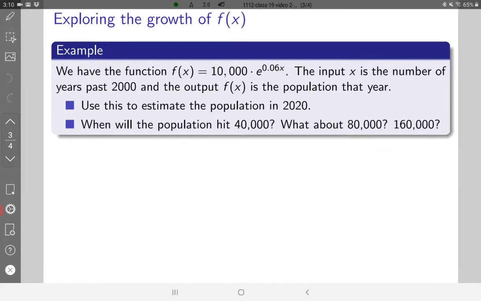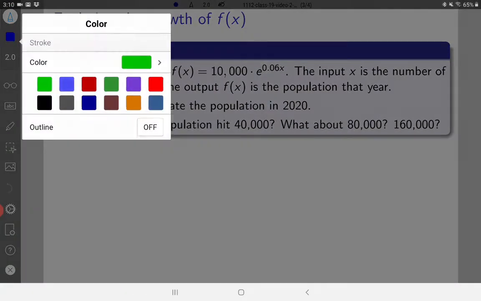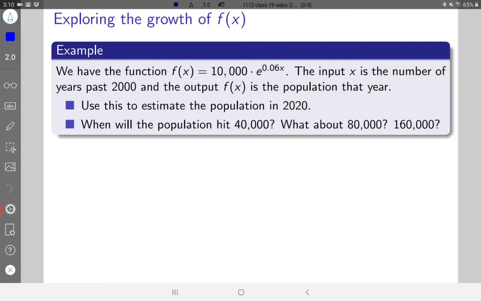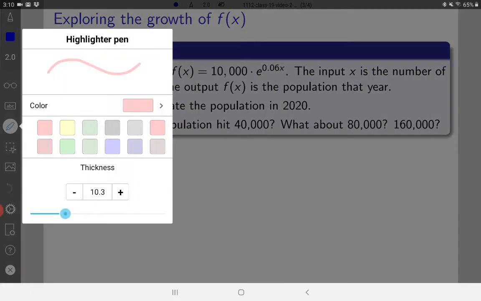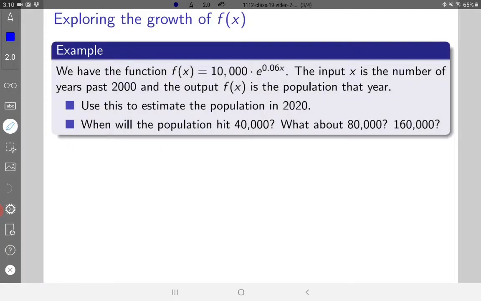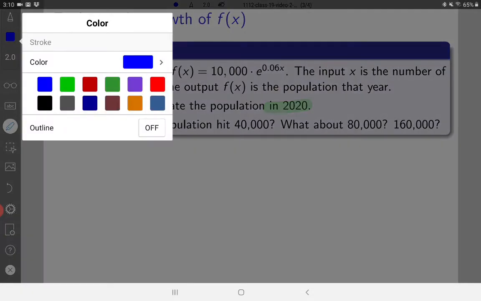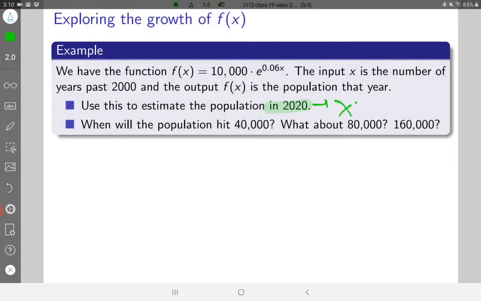So now that we have that function, let's start to answer some questions about it to try to better understand exponential growth. Let's use this function to estimate the population in the year 2020. So that's going to tell me that I need to use x equals 20, because remember that x is the number of years past the year 2000. So this first question is asking me, what is f of 20? What happens when I plug in 20 for x?